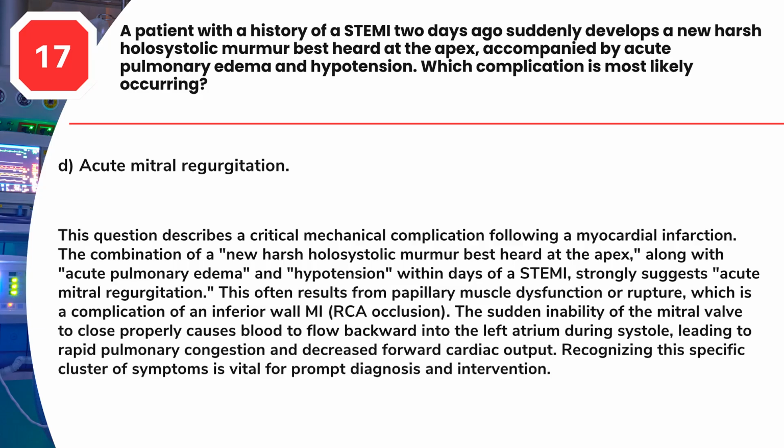The sudden inability of the mitral valve to close properly causes blood to flow backward into the left atrium during systole, leading to rapid pulmonary congestion and decreased forward cardiac output. Recognizing this specific cluster of symptoms is vital for prompt diagnosis and intervention.